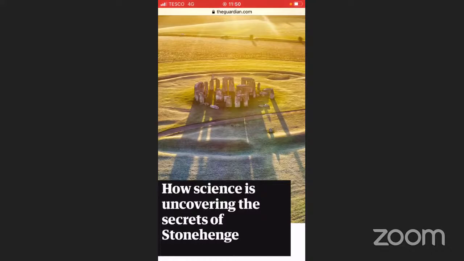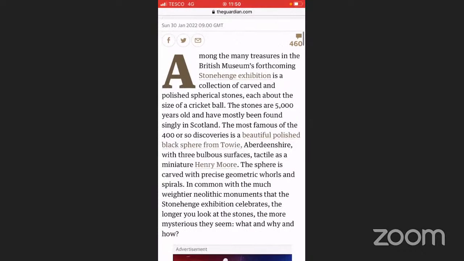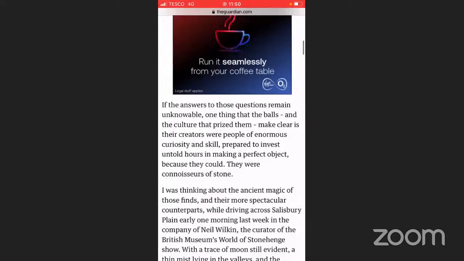There may be other sites like this that we don't know about, but not standing above ground. It's talking about a major exhibition at the British Museum, and about how important the site is. And here we go, we'll just read this bit.